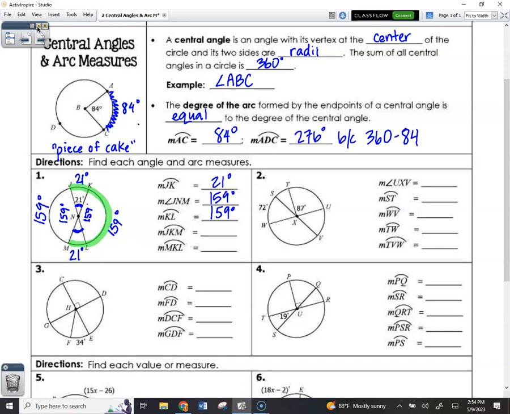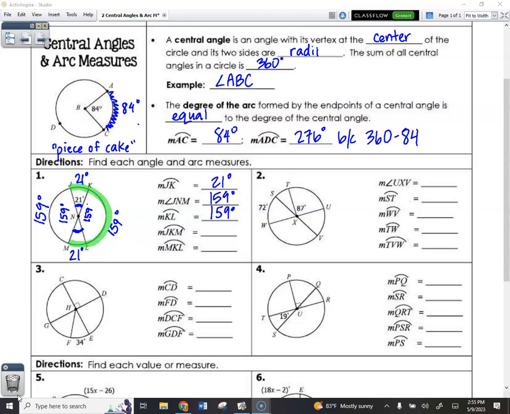Alternative way to get it. When I highlighted it, I noticed that it was the entire circle except for one big arc, right? The only part I never highlighted was the 159. So a second way to get it is to subtract 159. There you go, 360 minus 159. So 360 minus 159 will still give you 201.